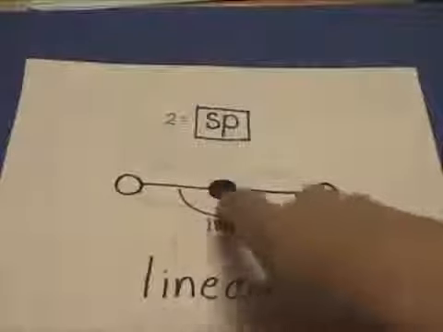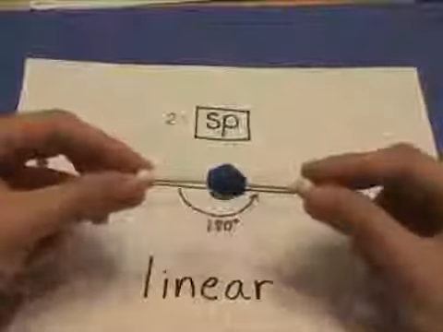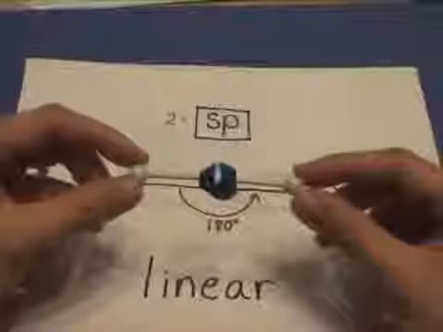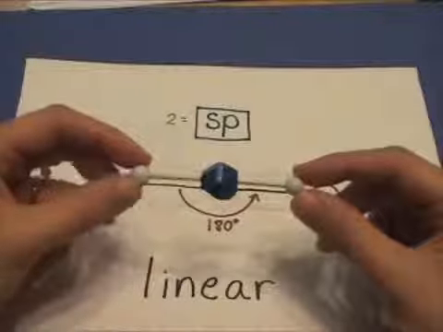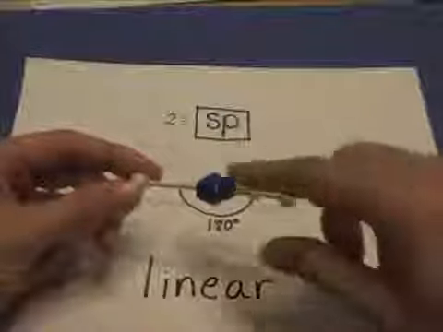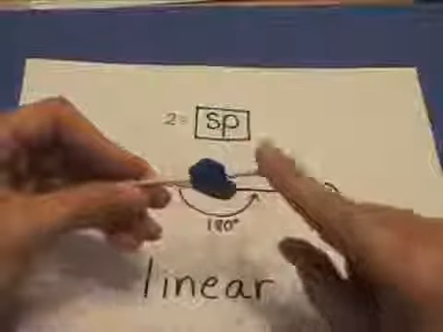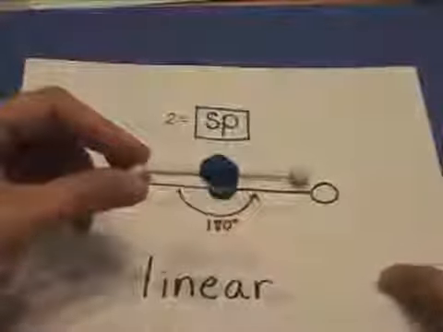If a central atom has 2 sigma bonds and no lone pairs, then the molecular shape is linear with a predicted 180-degree bond angle, and this central atom is said to be sp hybridized. So there are 2 sp hybridized orbitals getting as far away as possible: linear.